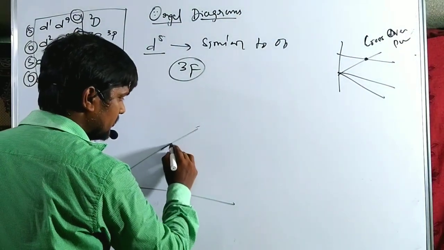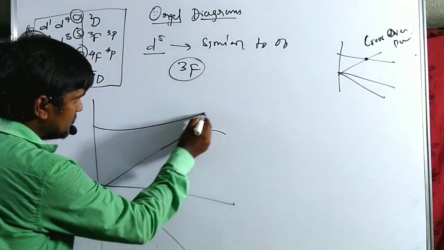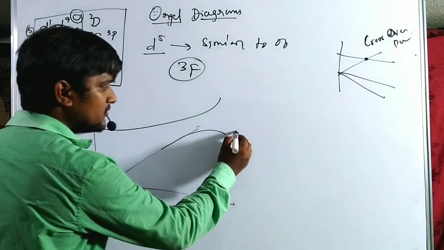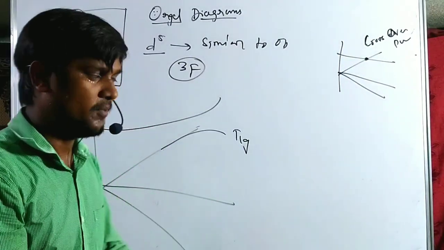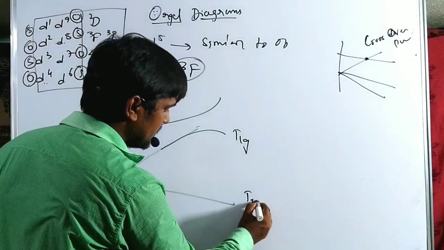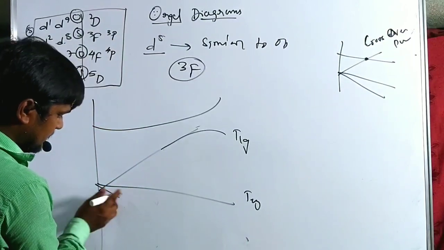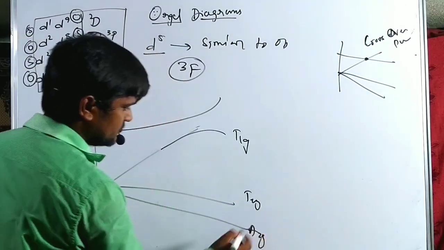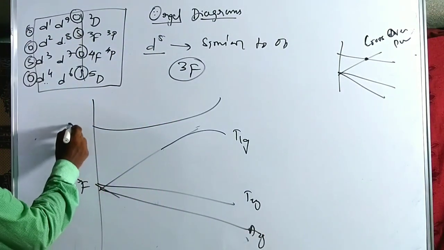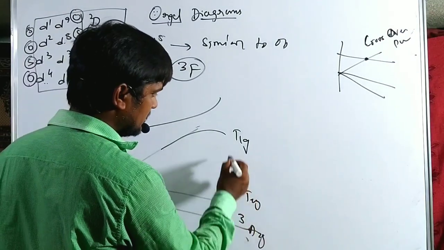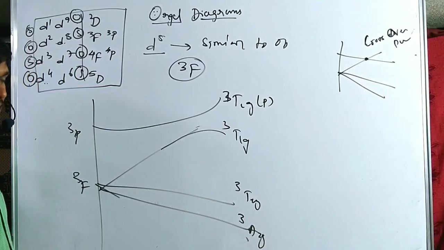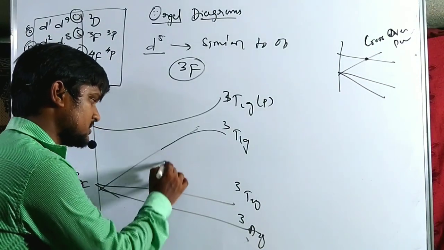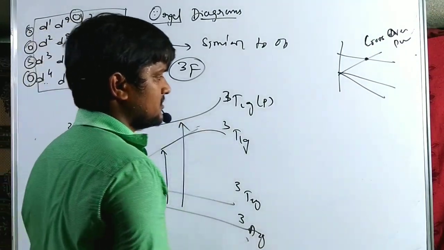Here the two P terms are related to each other. Similar means T1g at the top, opposite means T1g at the bottom of the energy level. Here we have T1g, T2g, and A2g. The multiplicity remains the same: 3A2g, 3T2g, 3T1g. Here also 3T1g belongs to the P term. Now one transition, two transitions, three transitions.